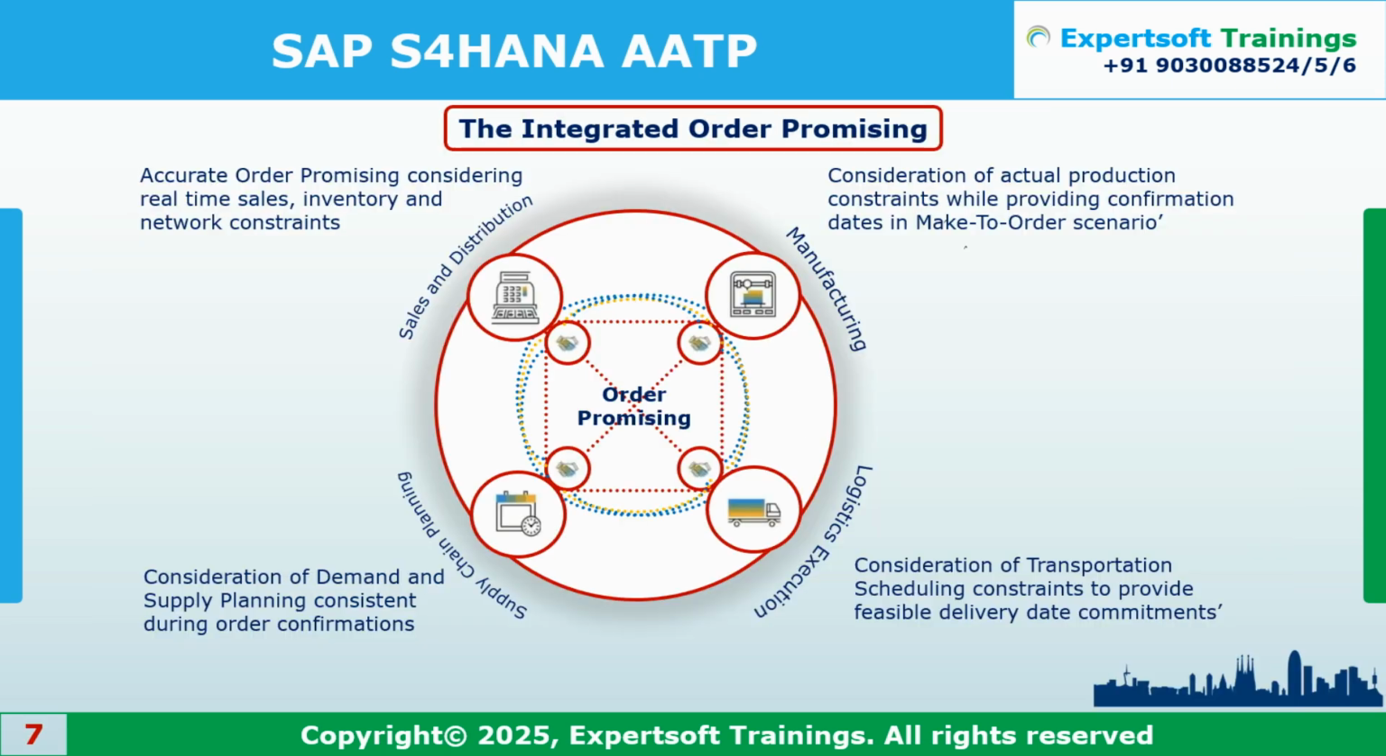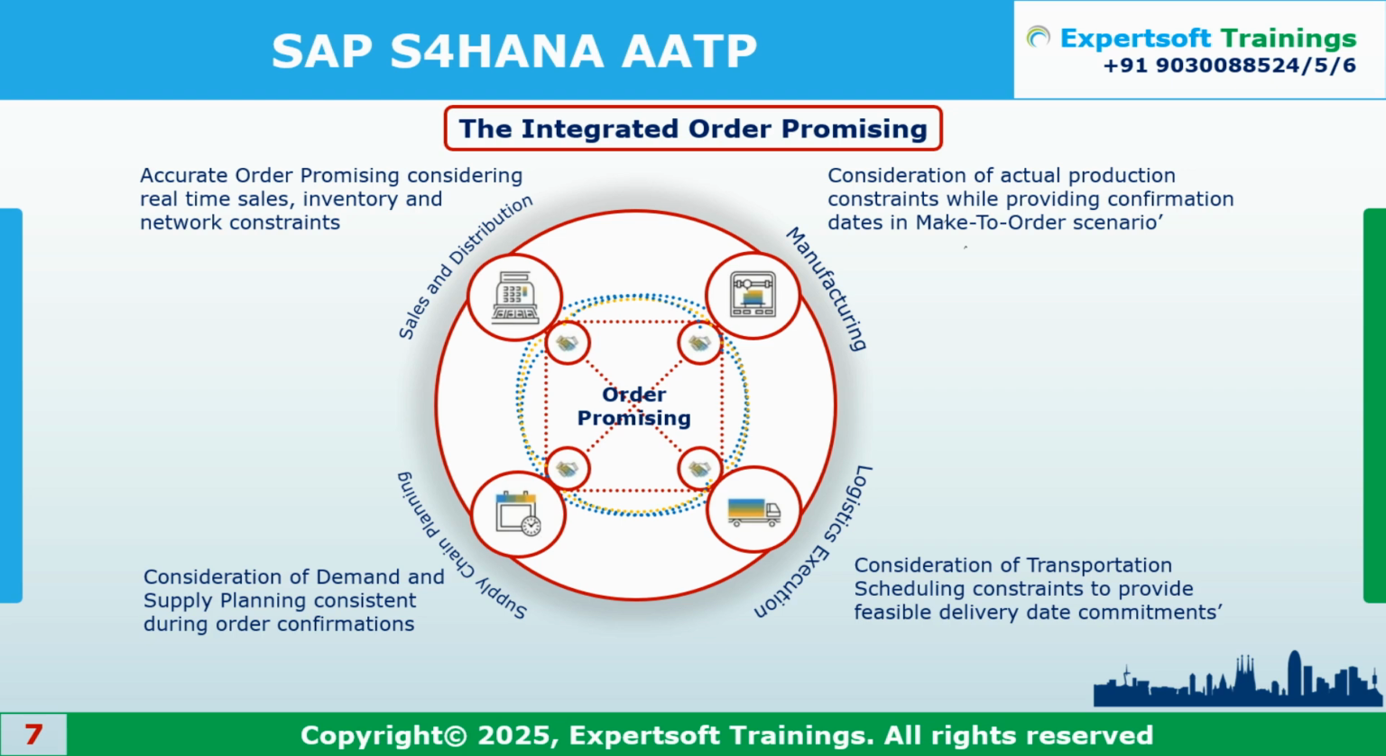So if you see here, majorly the sales and distribution, manufacturing, logistic execution, and the planning. Okay, so it will integrate with all the modules. Starting from the SD, whatever sales order you are registering, it will read your current situation, and against that it will propose the delivery to your sales orders.